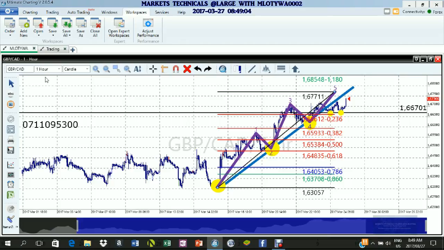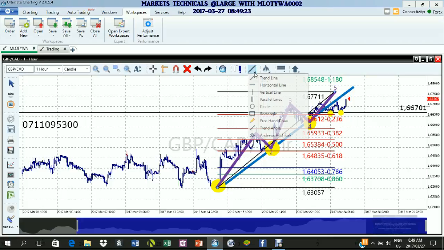You can see this is the 1 hour time frame. We enter a short trade and we place our stop loss on top of 0.5, just above the black line, which is 1.6771.